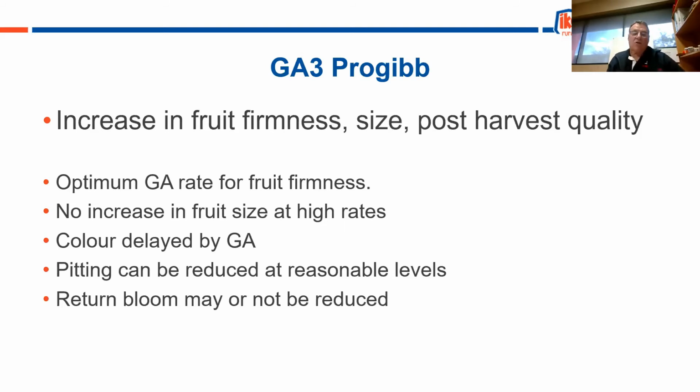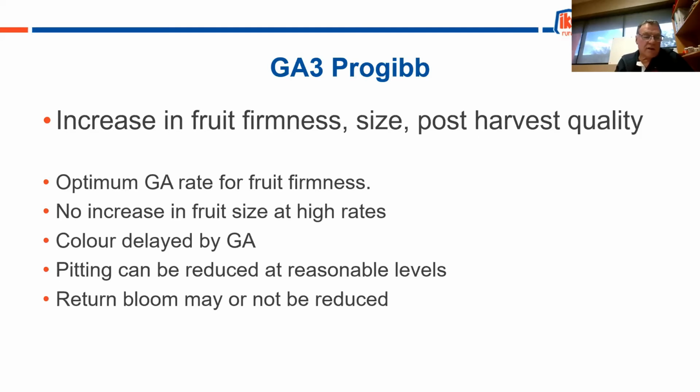So there's an optimum rate for GA for fruit firmness, and there's no increase in fruit size at really high rates. But there is a downside to GA too: it does delay the colour in fruit and can delay harvest. It can delay harvest in fruit 4 or 5 days, but at different timings, which I'll go into a bit later.